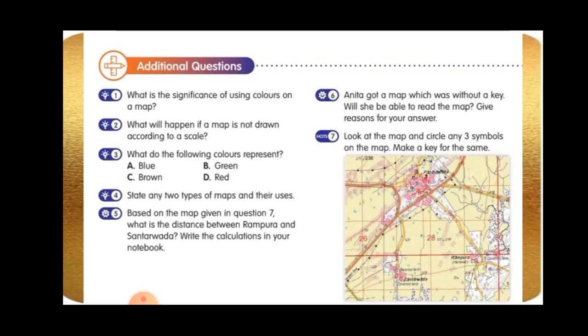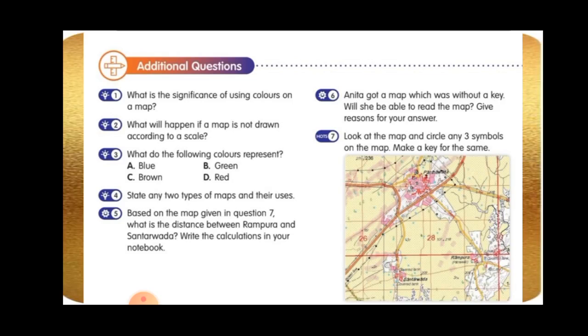A scale is the ratio of distance between places on the map and the actual distance between them on the ground. A map is reduced to a scale. A scale provides standards for reduction and accuracy of the map. If a map is not drawn according to a scale, it would be incorrect and not accurate. It would be like a sketch, which can represent an area but is not drawn to a scale. So it cannot be used for measurement.